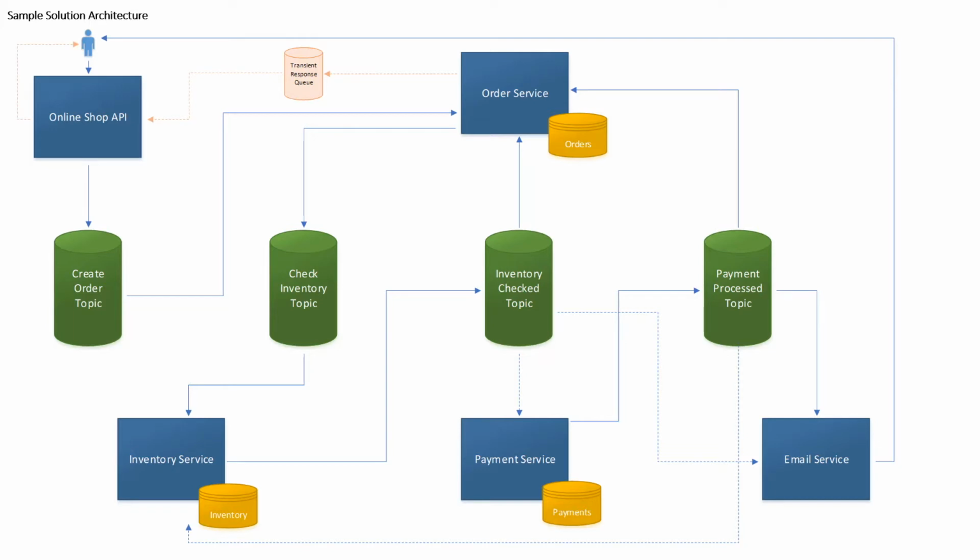We have now achieved both an asynchronous communication path and a real-time response to the user without breaking any best practices. In order to build this system, we will utilize several PaaS offerings. The online shop API will be developed as an API app. The order, inventory, and payment services will be Azure Functions. The email service will be a logic app. The messaging mechanism will be Service Bus Topics. And for storing data, we will use table storage.